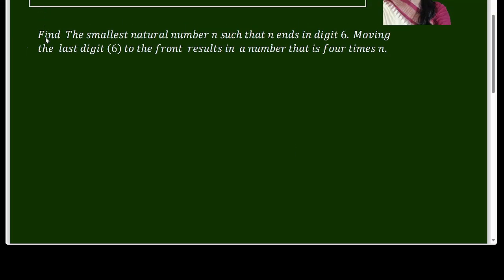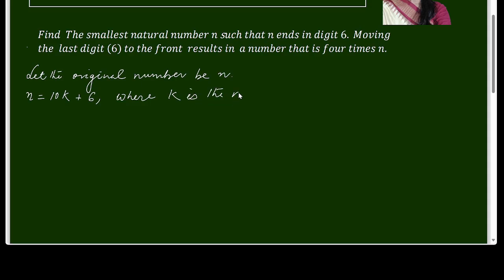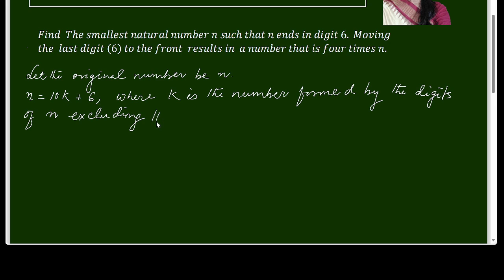So let the original number be n. Then n equals 10 times k plus 6, because the last digit of n is 6, where k is the number formed by the digits of n excluding the last digit 6.